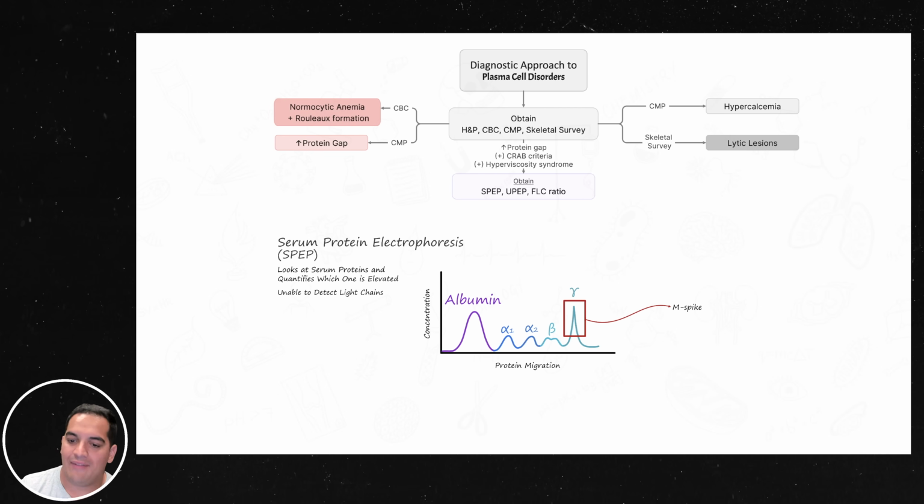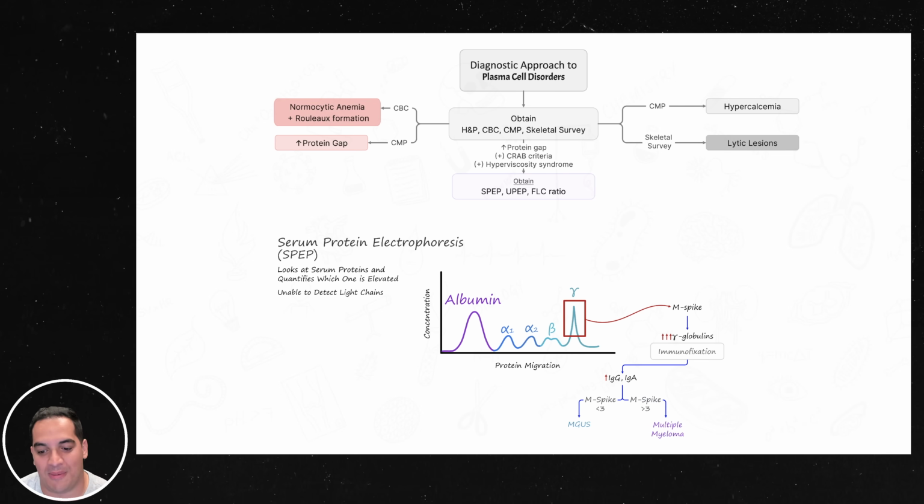Now, when we have an M spike, all it tells me is that the gamma globulins are elevated. It doesn't tell me which one of those is elevated, like the IgG, A, M, E, D. I have to do immunofixation. And that's going to tell me which one of those is elevated. If I see IgG and IgA, it could be multiple myeloma, it could be MGUS. How do I determine that? It's looking at the degree of the M spike. If it's less than 3, that's MGUS, right? But if it's greater than 3, that's multiple myeloma, especially if it's associated with CRAB criteria.